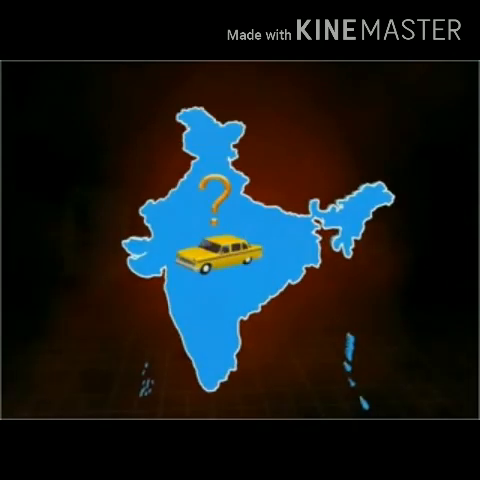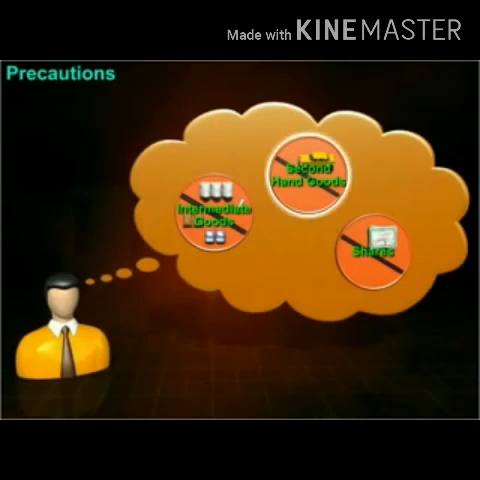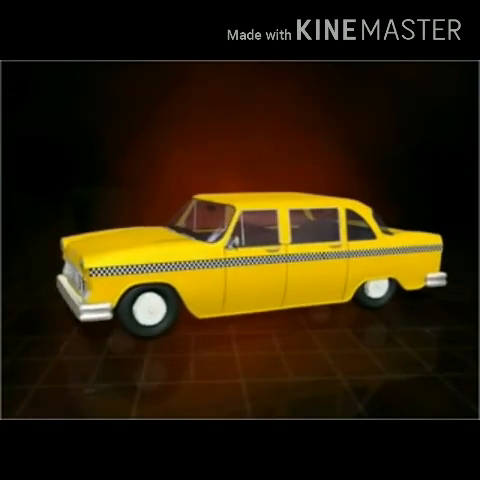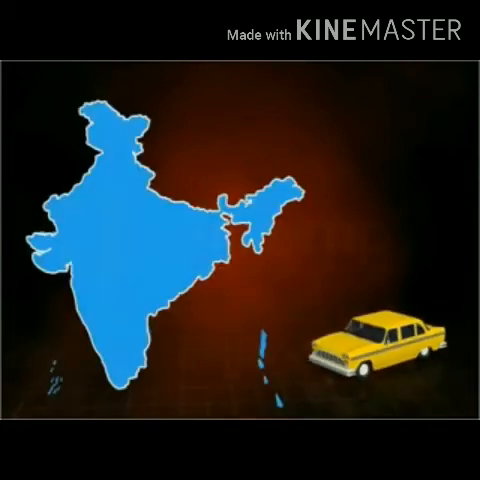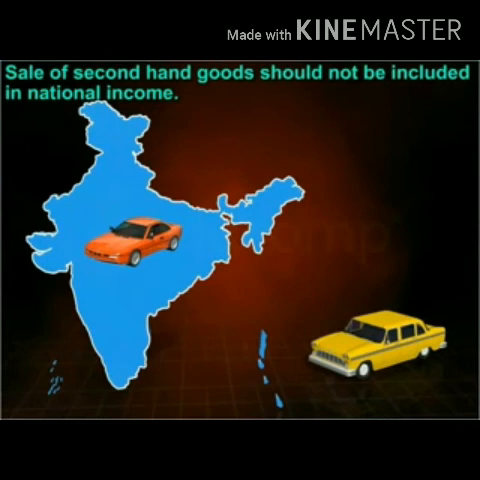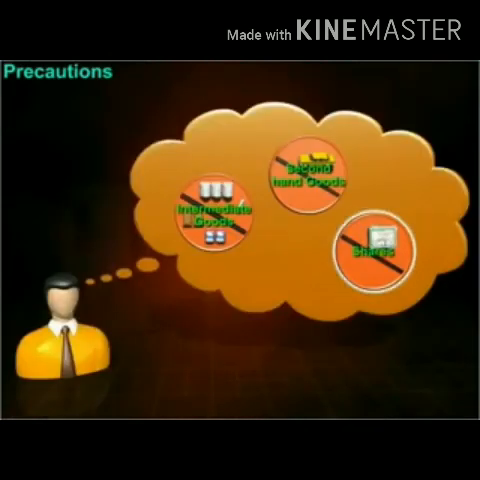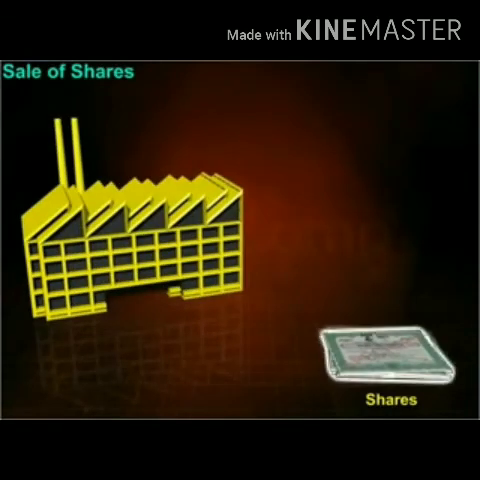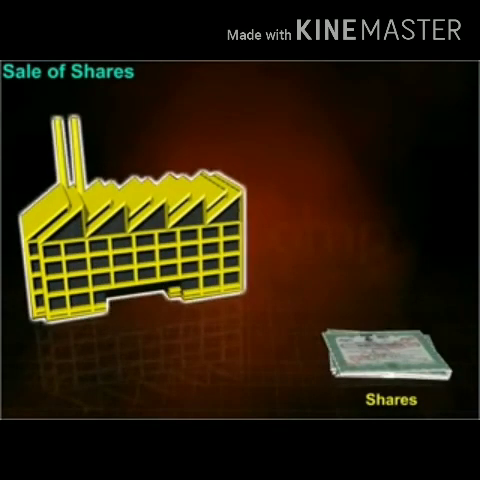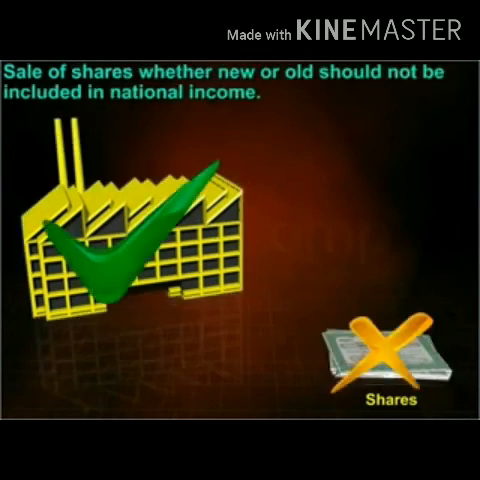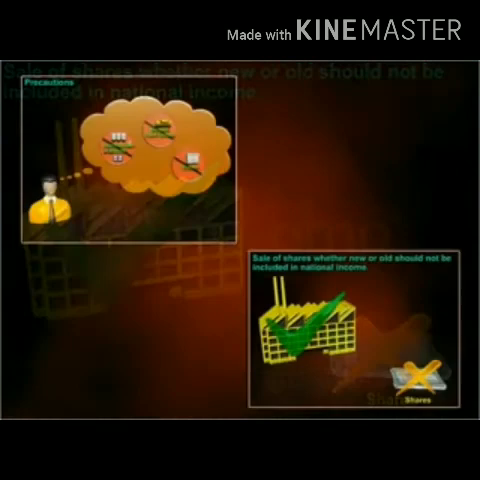Now, what precautions do we have to take? The second hand sale of a car cannot be included in national income, because at the time of its original sale it was already included. Clear? So the sale of second hand goods should not be included in national income. Same as the sale of shares and warrants, which should not be included either. Clear?